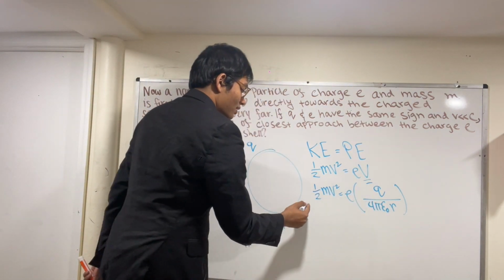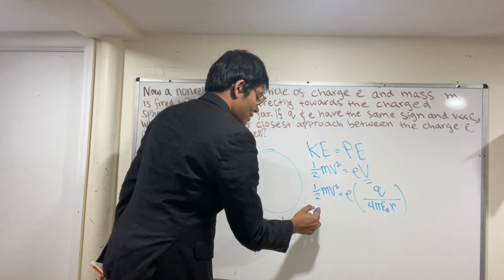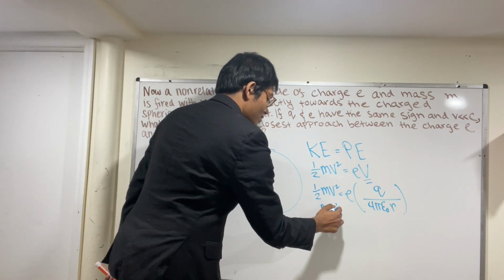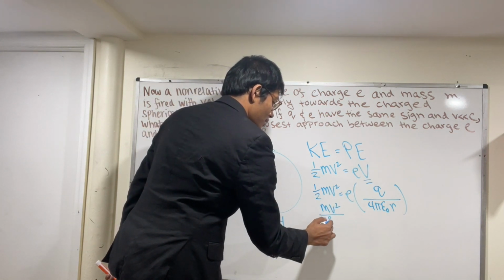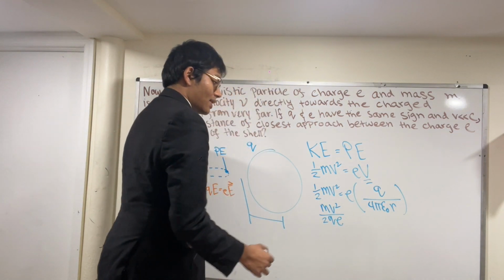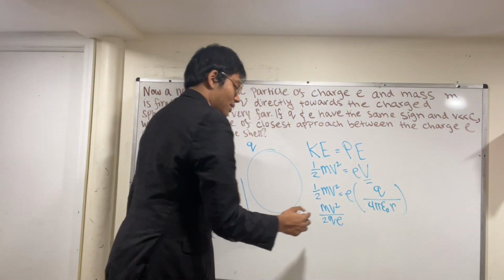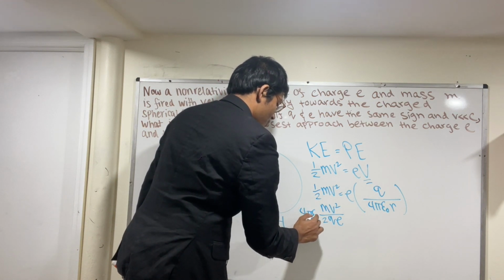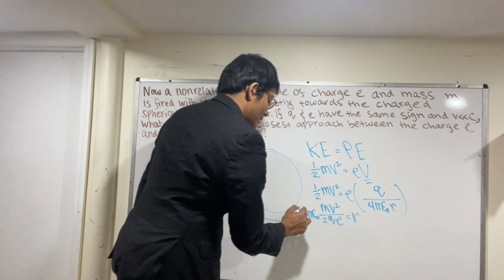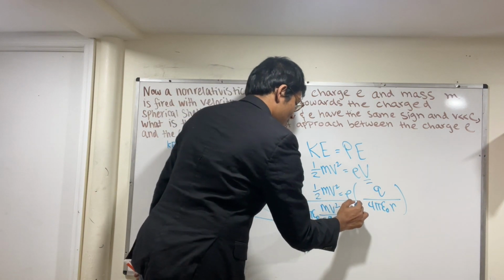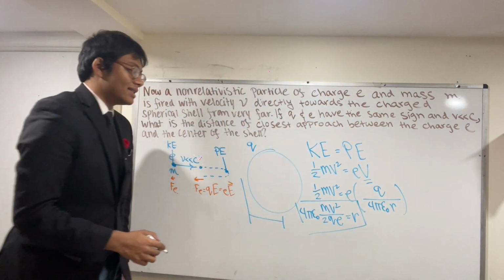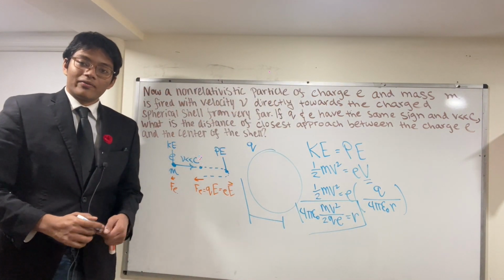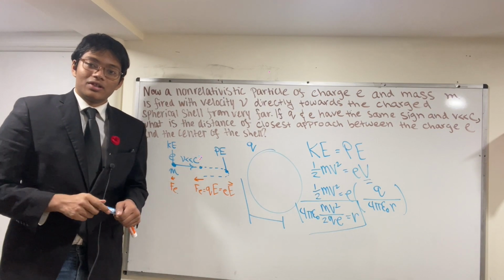All I have to do is move all the other terms to the other side. So I'll have m v squared over 2qe, and I'll have 4 pi epsilon naught as well over here, so 4 pi epsilon naught, and all of this is equal to the distance of closest approach. And that's how you solve the second part of problem 1, conservation of energy.